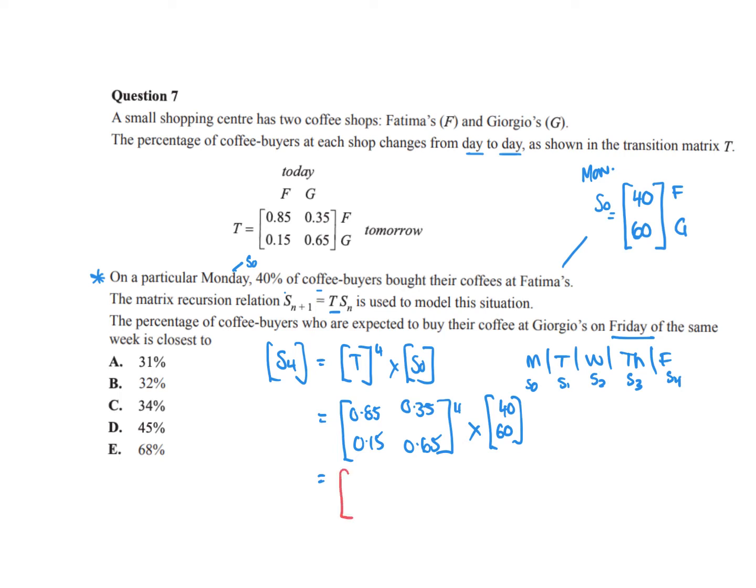Okay, and I put that in a calculator and I get 68.1 and 31.9. So if I just round that to whole numbers, I've got 68 and 32. And that adds to 100%, so that's good. And remember, the top one's F and the bottom one's G. And they asked for the percentage of coffee buyers who buy their coffee at G on Friday. So S4, remember, we worked out was Friday. So G, that would be the 32, B.